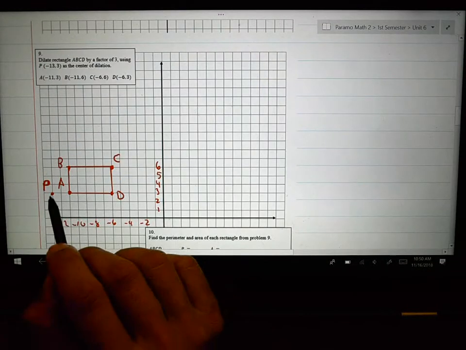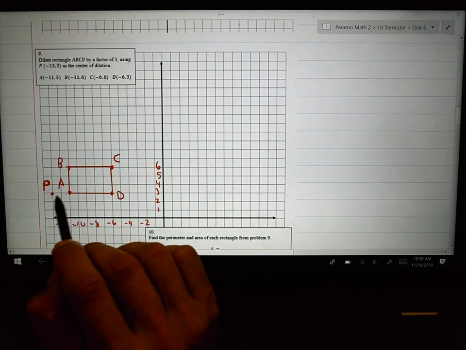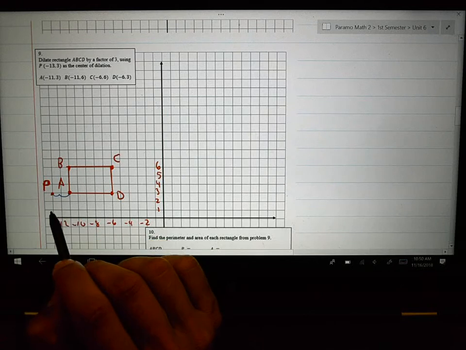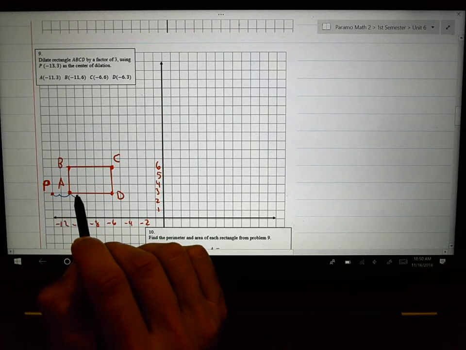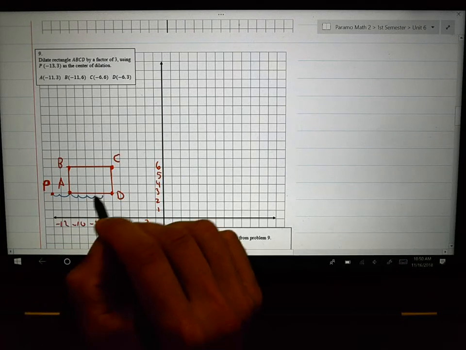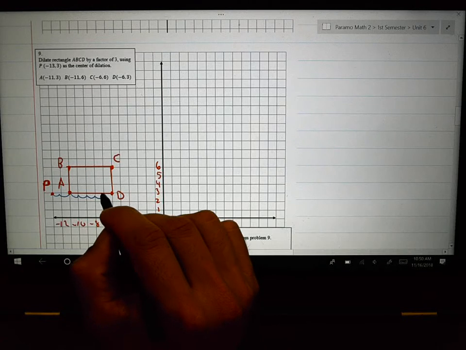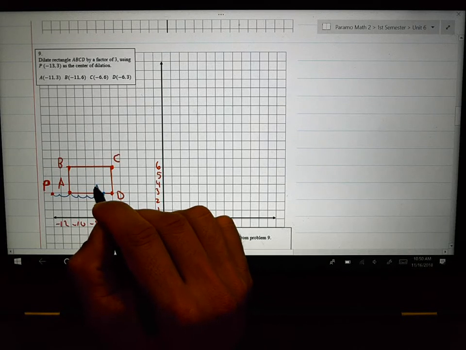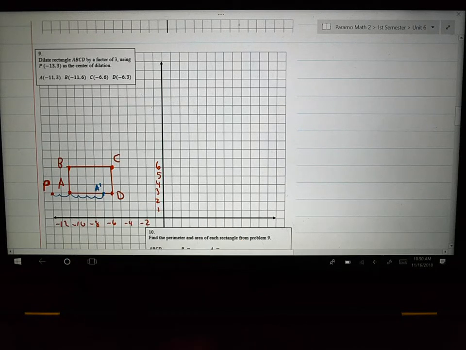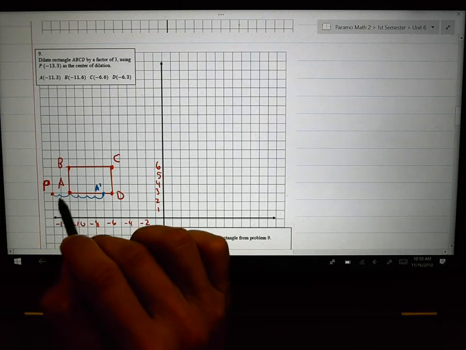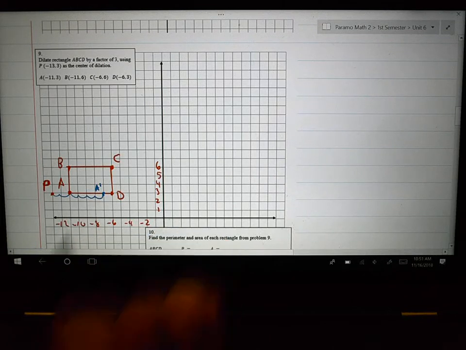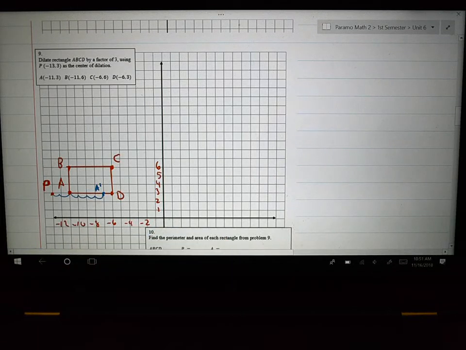Here we go. From point P to A is 1, 2. I need 3 of those. So 1, 2, 1, 2, 1, 2. A prime is now at this point, and I'm going to label it A prime, image. A double once, a double twice, a double 3 times. That's going to be 3 times bigger.